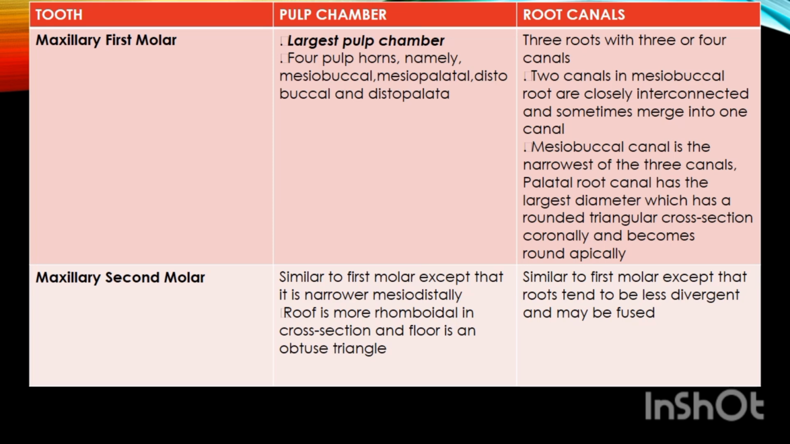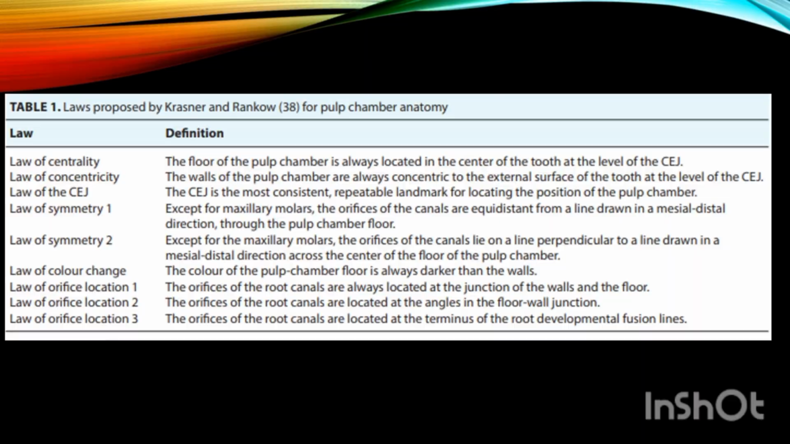And then the maxillary first molar. In the maxillary first molars we have four canals, which include the mesiobuccal, the distobuccal, the palatal, and a second mesiobuccal canal. The mesiobuccal canal is the narrowest of all the canals, and the palatal is the largest. Ideally there are only three canals, but in some cases there is a higher chance of finding a second mesiobuccal canal, so that is why I said four canals, otherwise it is actually three canals.